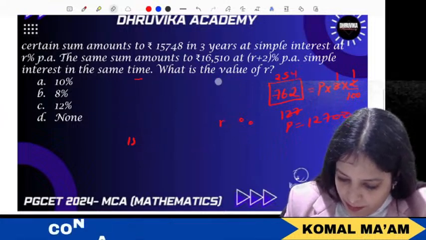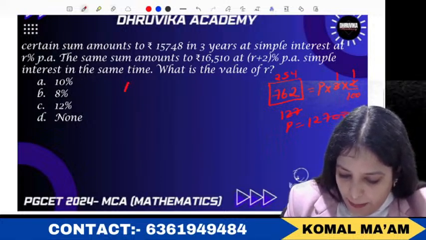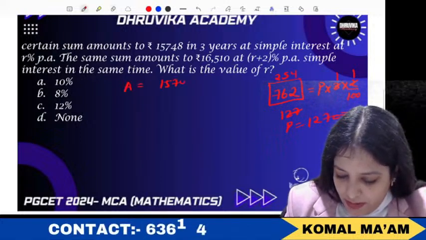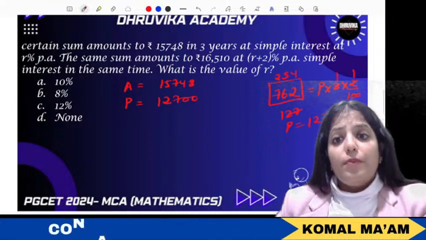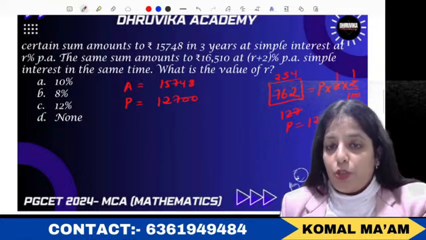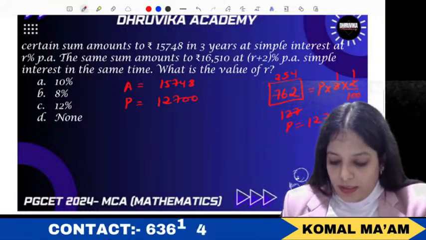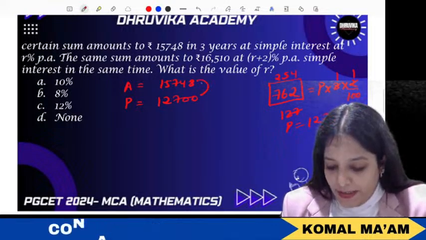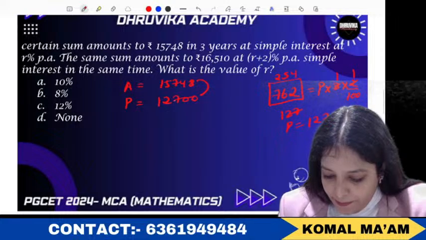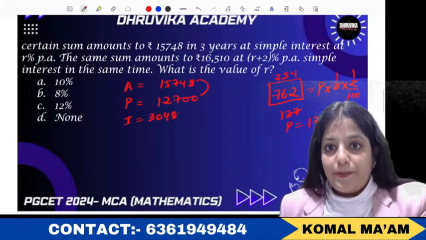We have principal now and we have amount for 3 years. See, amount for 3 years is 15,748 and principal is 12,700. You have got multiple ways to solve this question. You can go by option approach, you can solve the equation also. See, what will be the interest? What will be the interest, guys? 3048, yeah, interest will come out to be 3048 for 3 years, right?